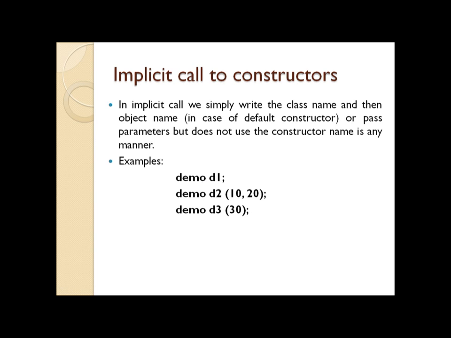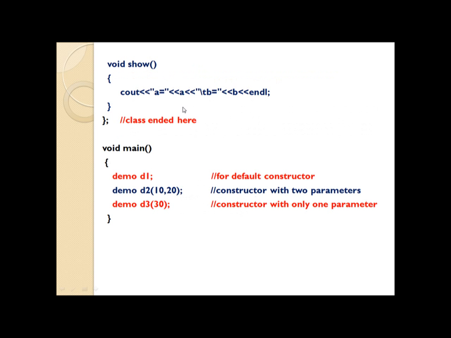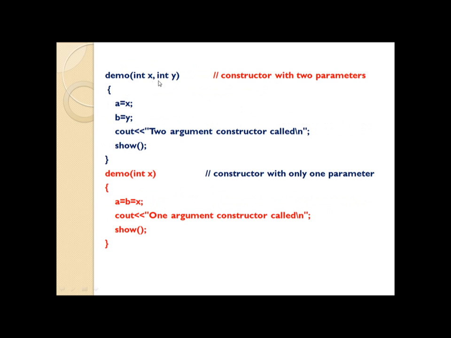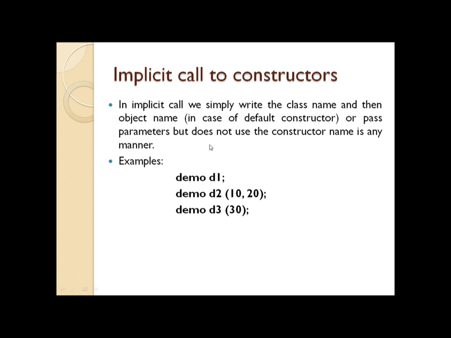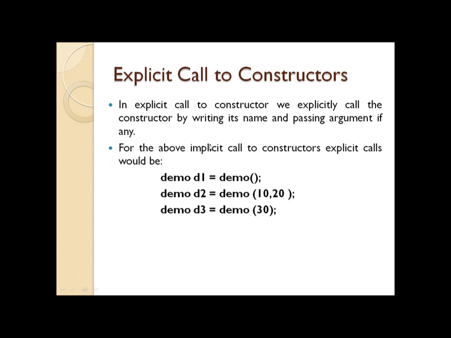In case of implicit call, we write the class name and then the object name. If we are passing parameters, then we pass them in the same way as the constructor is declared and defined. But in case of explicit call of the constructor, we first write the name of the class, then the object name, and we initialize the constructor explicitly.